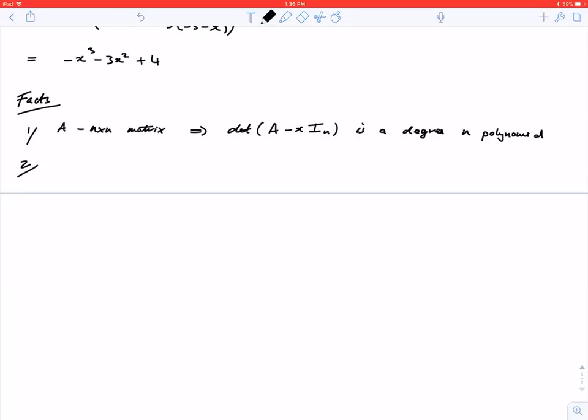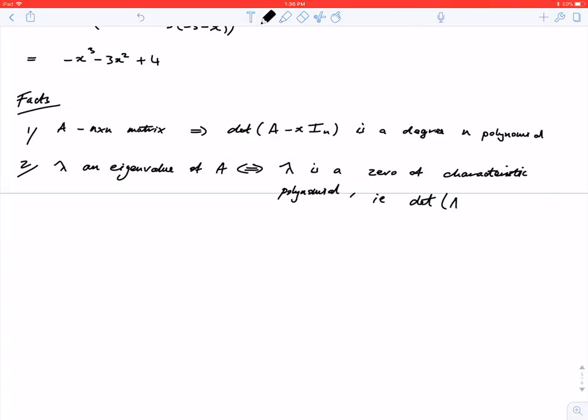and this is the most important thing, lambda is an eigenvalue of A if and only if lambda is a 0 of the characteristic polynomial. Why is that the case? Well, i.e., if I feed lambda into my characteristic polynomial, I just get what I was interested in before. And we know that lambda is an eigenvalue if and only if that's equal to 0.